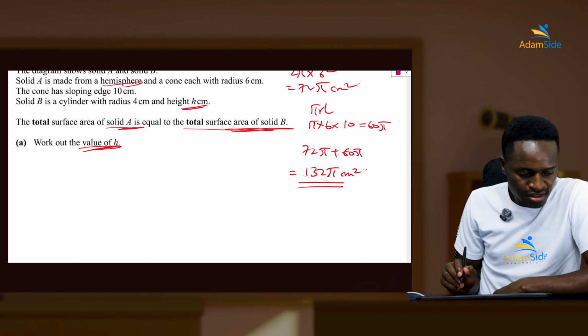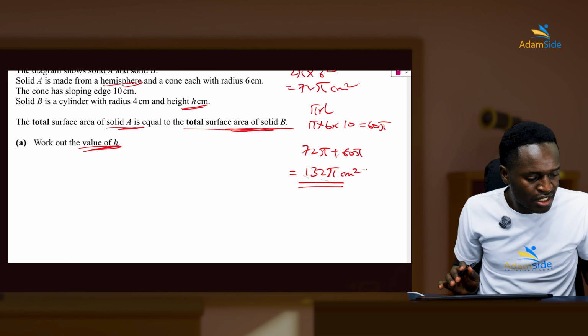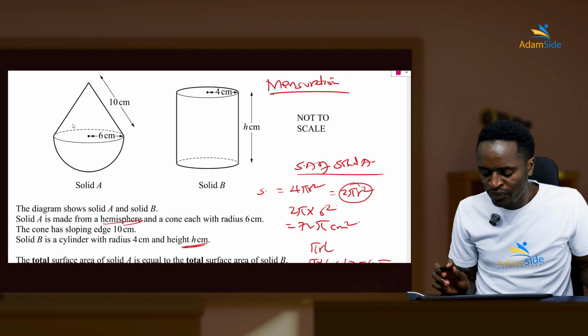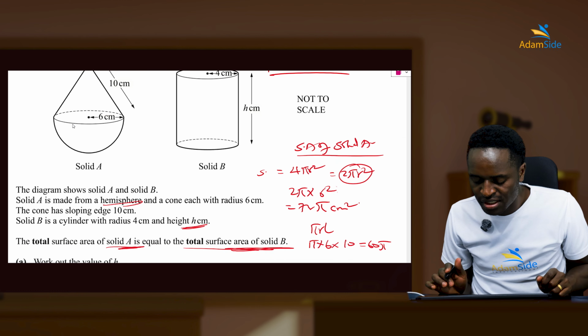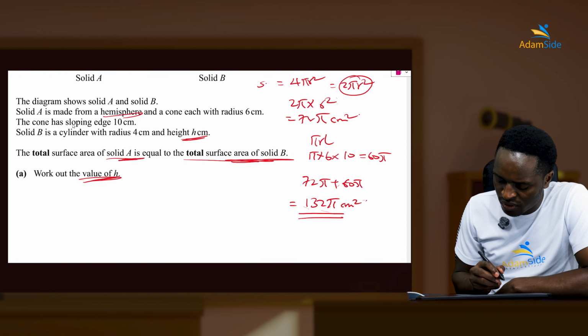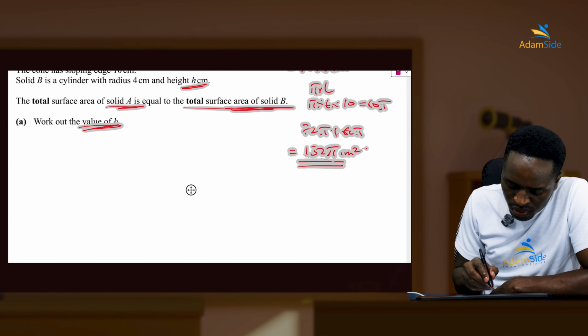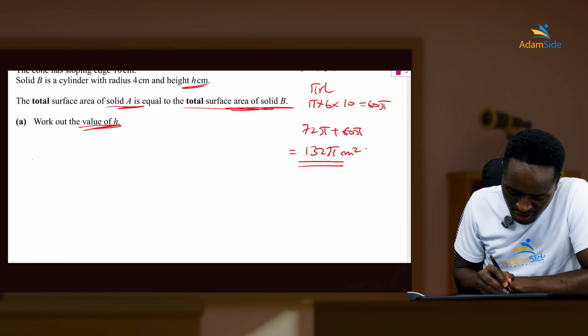Then they say the surface area of the cone is equal to the surface area of the cylinder. So the surface area of the cylinder is simple. So what do you do? Because we need the surface area of the cylinder, it has two circles which are similar. So we need to do this.